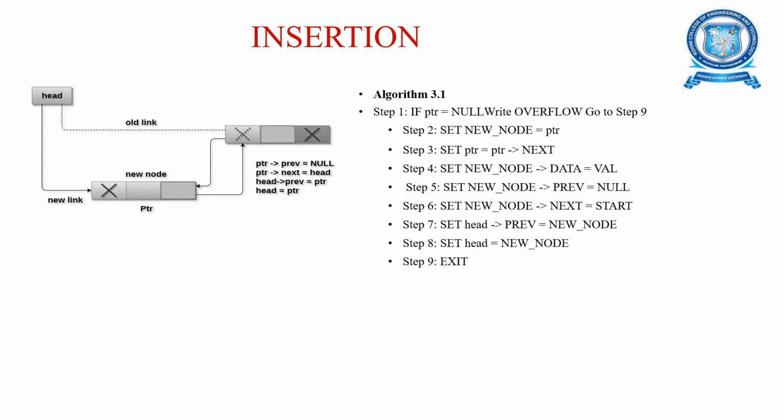For insertion, the algorithm is given here. Step 1: if the pointer is null, write overflow and go to step 9. In step 2, set the new node pointer, and in step 3, set the pointer to point to the next value. Then set the new node data to the value, the new node previous to null, and the new node next to the start of the list. Then set the head's previous to the new node. So setting the head to the new node, it will exit, and it will have inserted the new node.